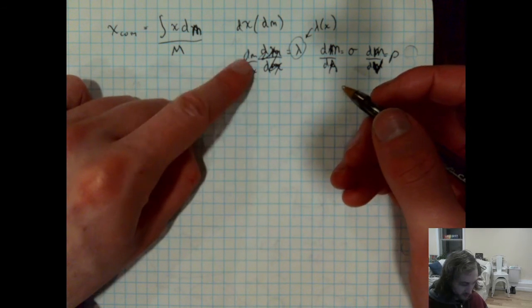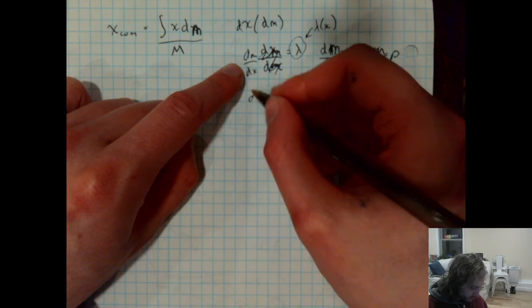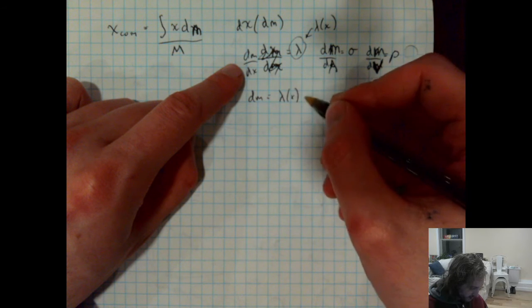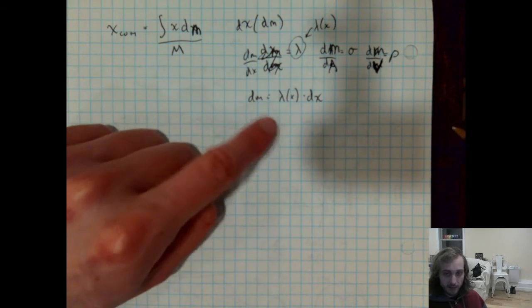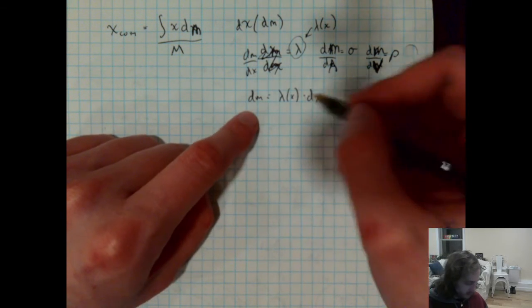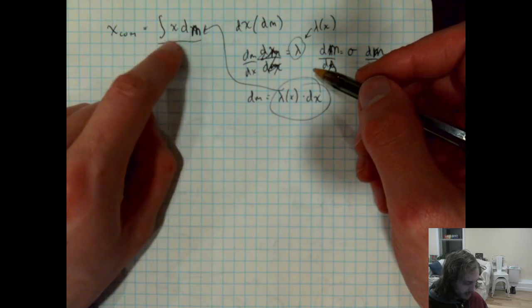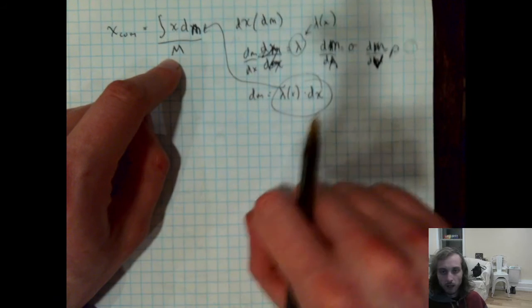So most of the time if you're solving for x, dm, all you really have to do is get dm equals whatever lambda is in terms of x times dx, and that will give you what dm is. So if you take this and plug it into your equation, and then find a way to represent your total mass, you're fine.